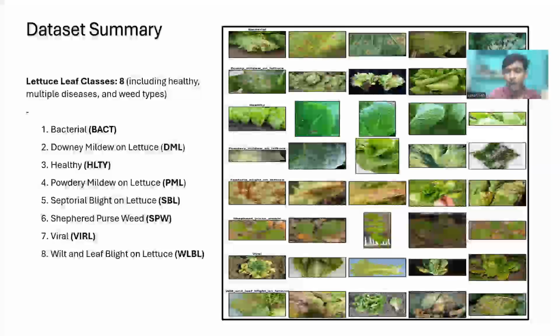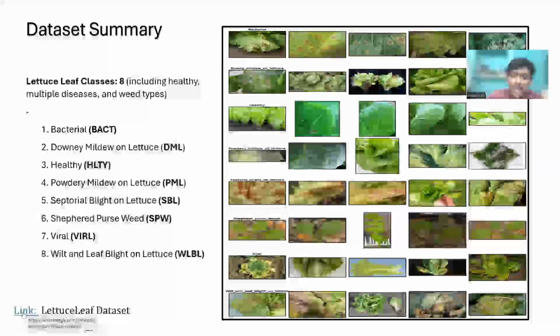So I have plotted 5 different random images from each class, right? Here we see that the bacterial class has small pigmented black spots on it. Downy mildew class, healthy class, PML class, right? Then septorial blight on lettuce, shepherd's purse, and how this is classified as viral, right? And if you want to get this dataset, you can visit this link. This is a Kaggle link. You will be directly redirected to the dataset link itself. So you can visit there.